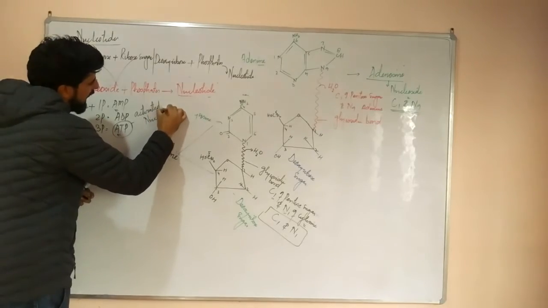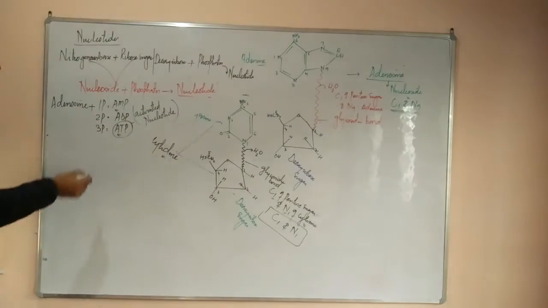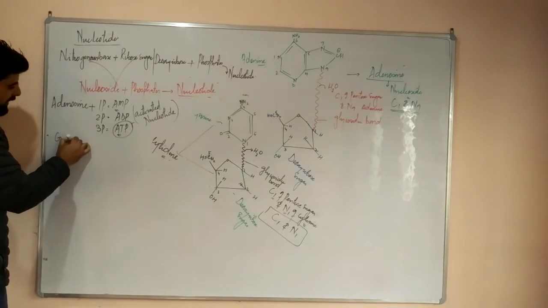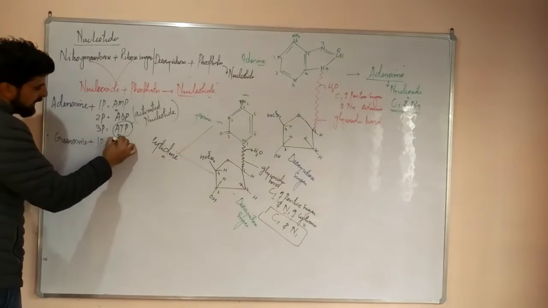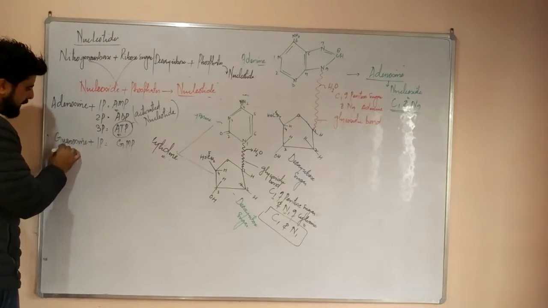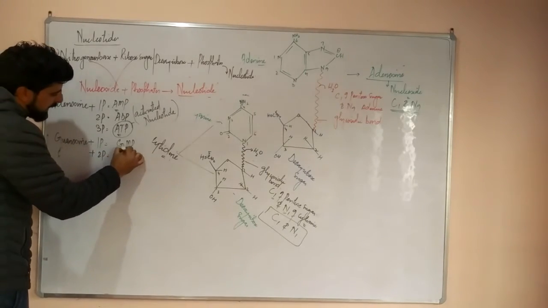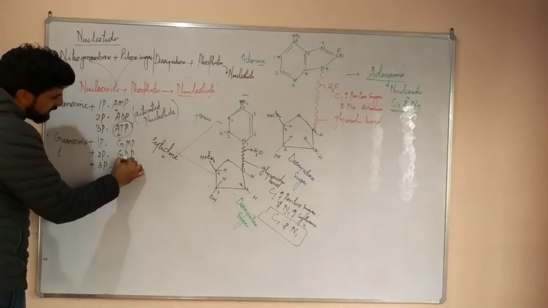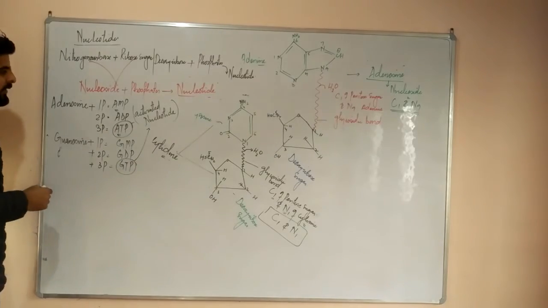So the active form of nucleotide is always in a triphosphate state. You have to keep in mind. Say if we have a guanosine as a nucleoside, now it combines with one phosphate, it makes GMP, that's a guanosine monophosphate. If it combines with two phosphates, then it makes guanosine diphosphate. If it combines with three phosphates, it makes guanosine triphosphate. Now this guanosine triphosphate is the active form of the nucleotide.